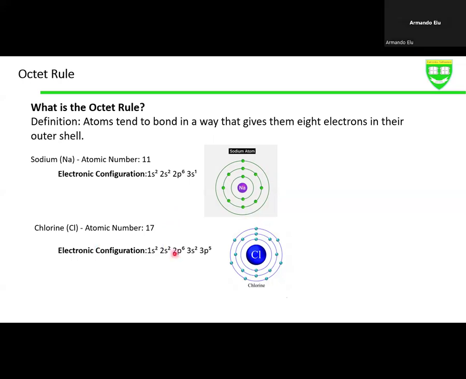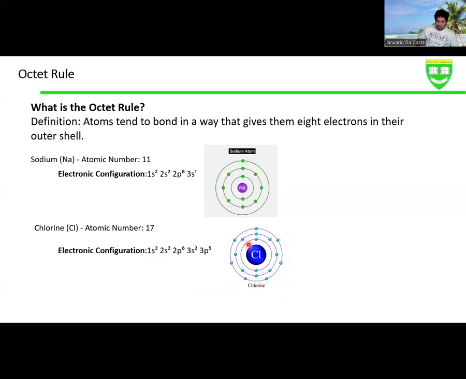Because you have 1s2, where the 1 indicates your energy level. So this is this one circle over here. You have 2 electrons over here, 1 here and 1 here. This circle only has 2 electrons on it. Right? That's 1. And then you have 2s2 and 2p6.